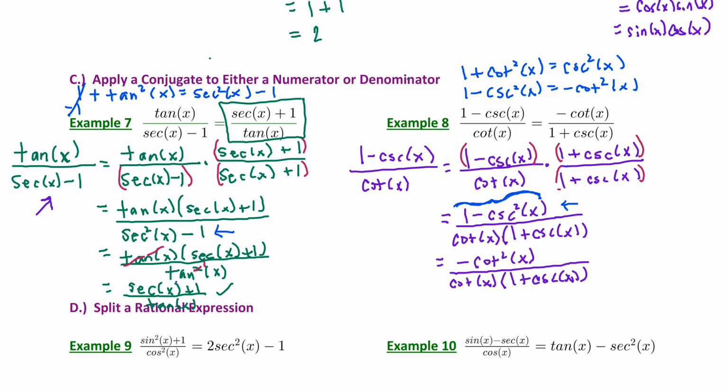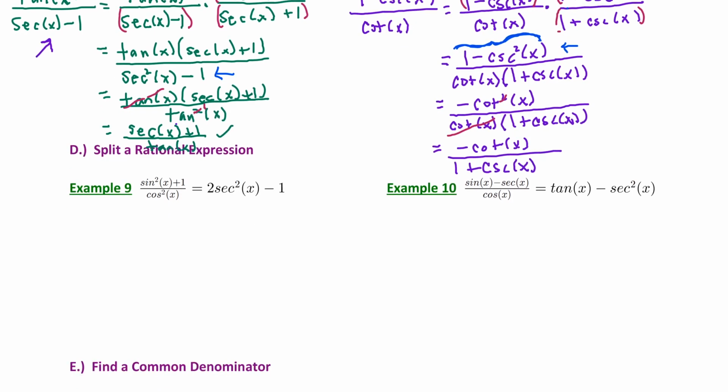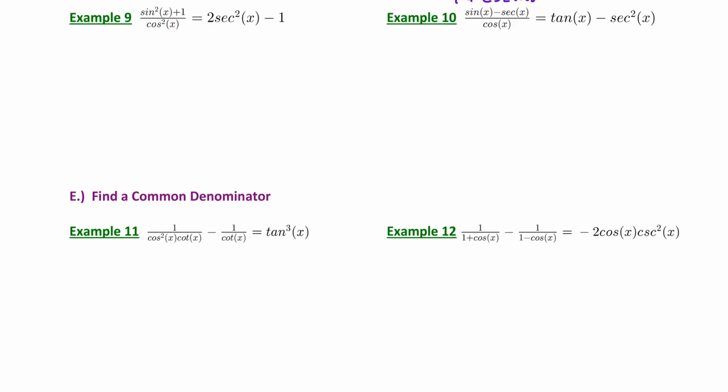One of the cotangent factors does cancel, and the resulting expression is negative cotangent of x divided by 1 plus cosecant of x. This is equivalent to the final expression on the right side. Therefore, we have verified the identity. Now, remember, the structure of your proof is important. The steps are important. You want to keep the two-column format and verify step by step.